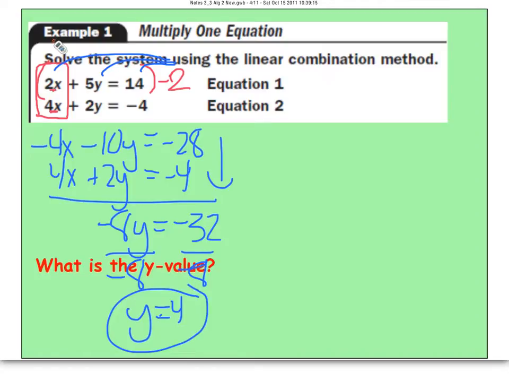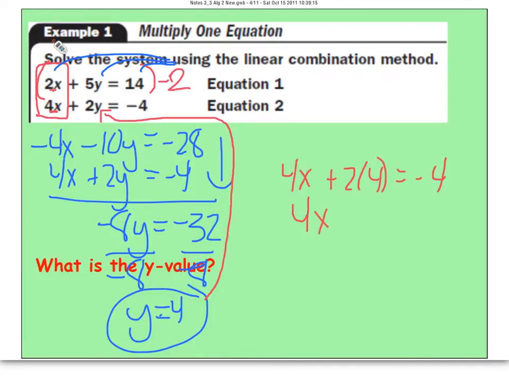Now, to find the x value, I get to pick where I want to put that. I think I'm going to choose to put the y of 4 back into this second equation there. If I do that, I will get 4x plus 2 times 4 equals negative 4. Simplify. 2 and 4 is 8.